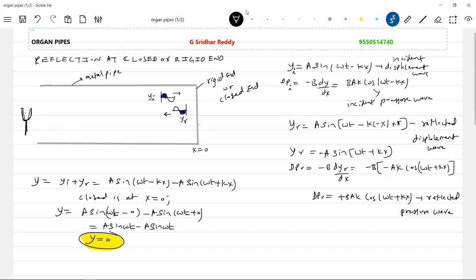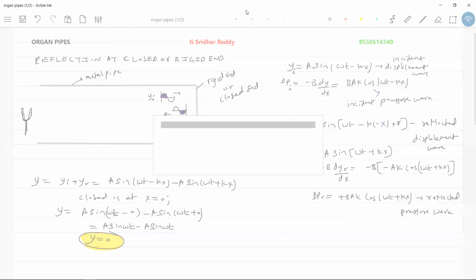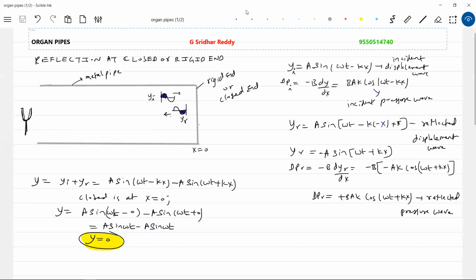Why will it not vibrate? Now, how do you measure y? Vertically or horizontally? Anybody want to reply back? How do we measure this y? Horizontally or vertically?